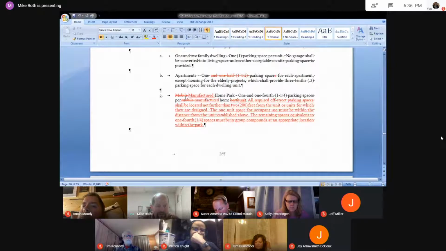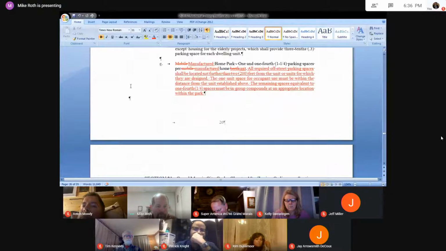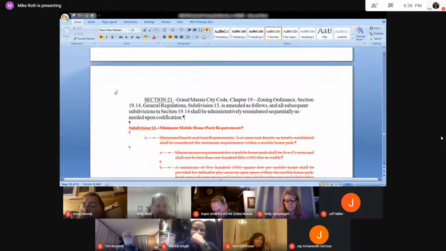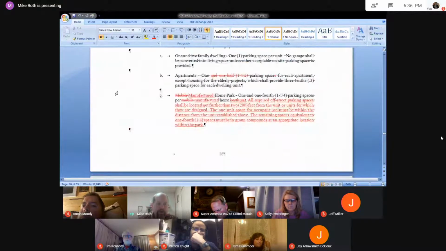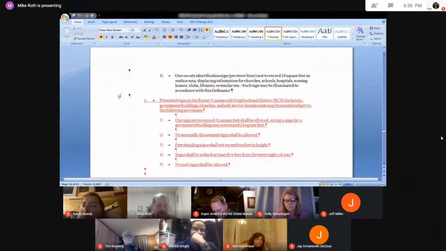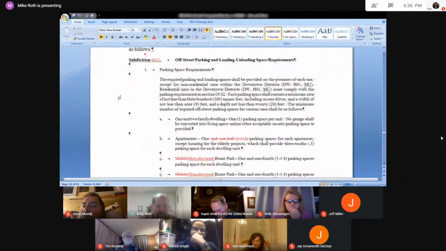This is manufactured home parks. First of all, we're just renaming it to the way we have to. And then we've got this language here that was a requirement that was included in the language before, and we just moved it to the parking requirement. Any questions about either the signs section or the parking section?